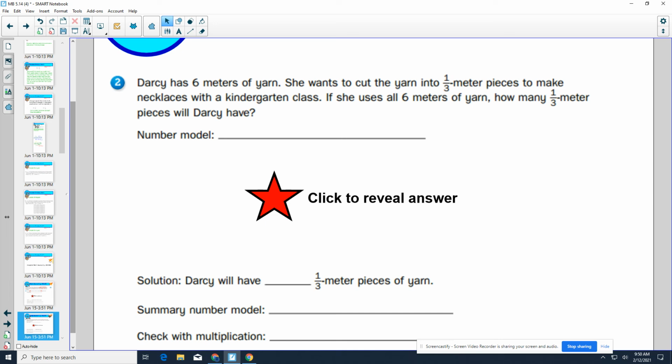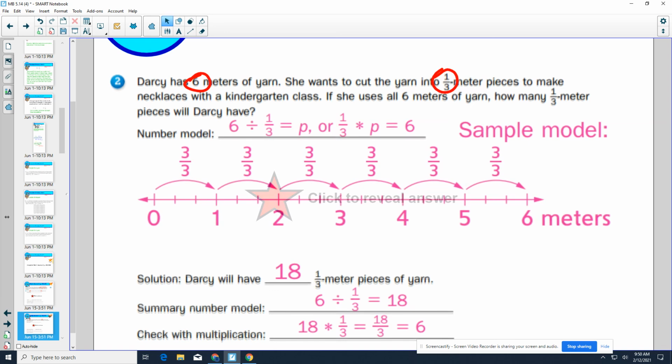Okay, you should have had a chance to look at this. So let's see. It says Darcy has 6 meters of yarn. She splits them into thirds. So she is taking 6 meters and dividing them by thirds, right? So let's see what we got. See if you're matched up. So you can see they did 6 divided by 1/3. And again, they chose to use the letter P because it's related to the problem there.